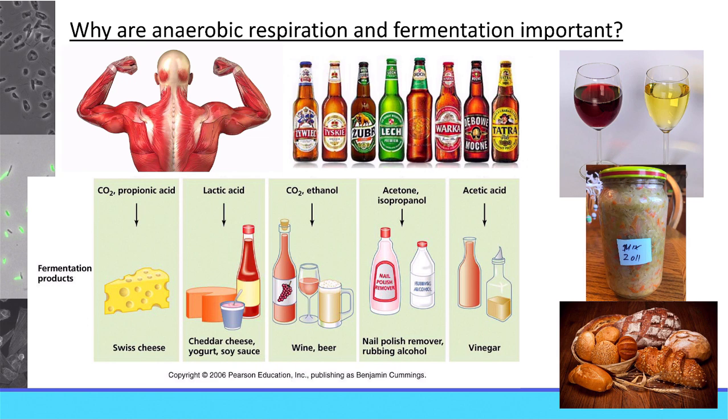So we use anaerobic respiration and fermentation. These processes are used to make food and drink. Here's sauerkraut. My family actually also makes sauerkraut.